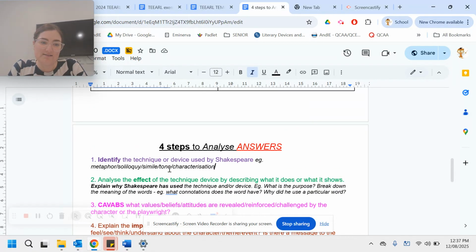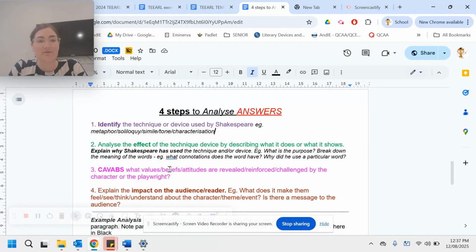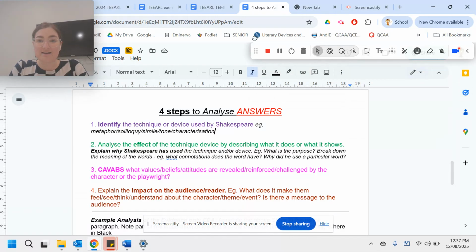So this is a skill you're going to be working on until the end of year 12. Okay, so don't freak out if this is something that you think is really hard. It is something that you are starting with and you're going to continue with throughout your senior English career.